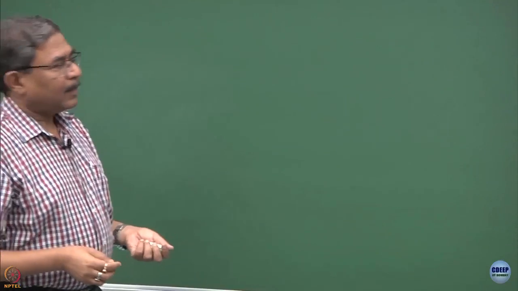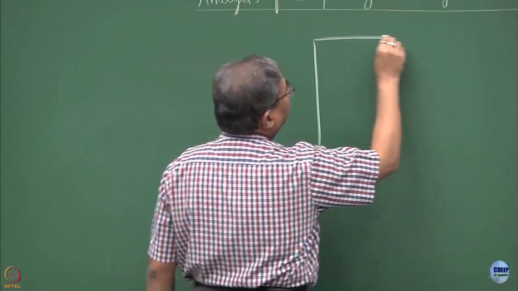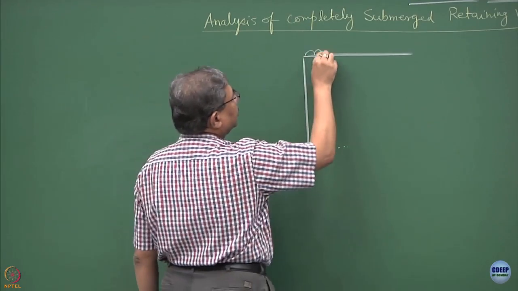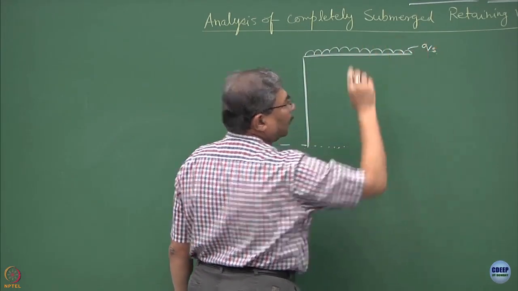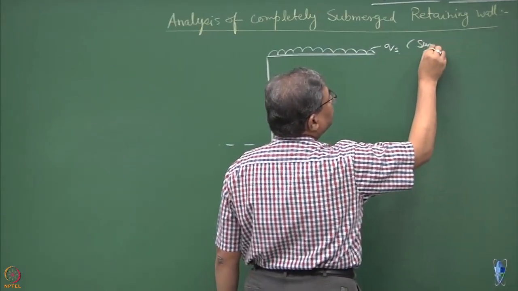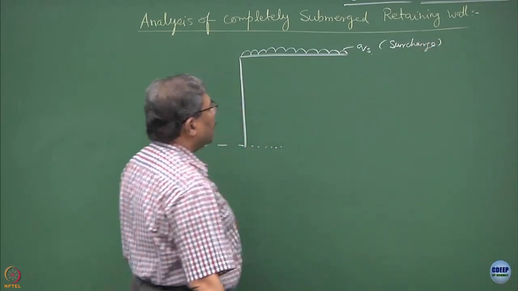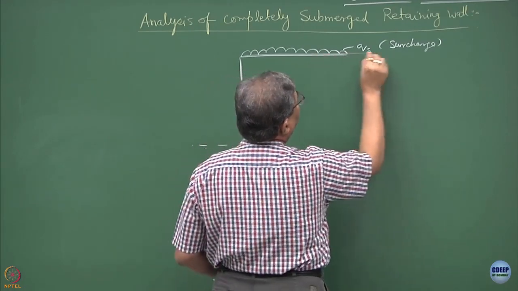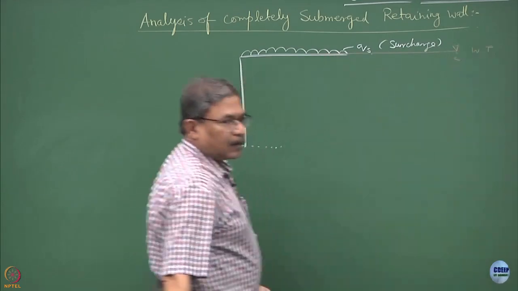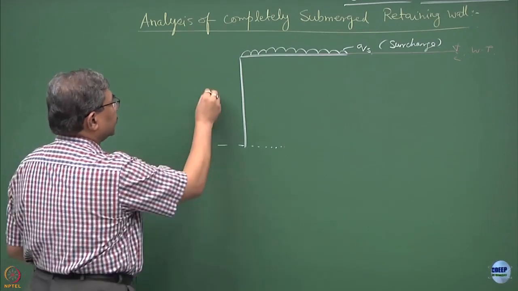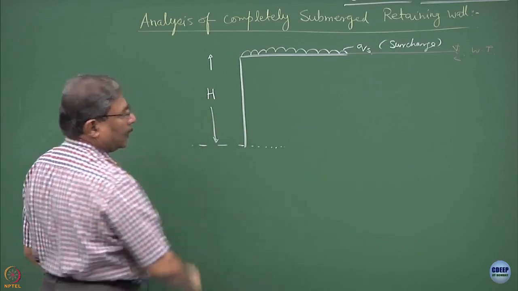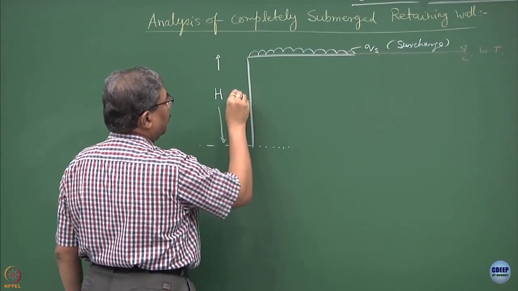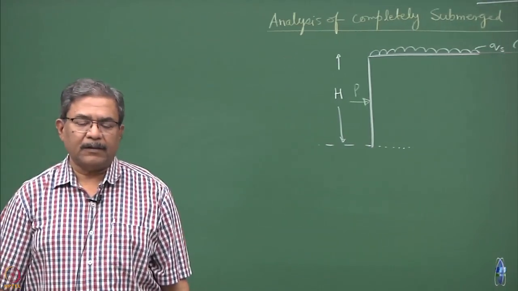So, I am going to discuss this today, and this is the retaining wall. And there is a surcharge on this. So, this is the surcharge. And this happens to be completely submerged. So, the water table is up to this point. The height of the wall is h. And we want to analyze it for, let us say, the active earth pressure case. Now, this P could be PA or this P could be PP.